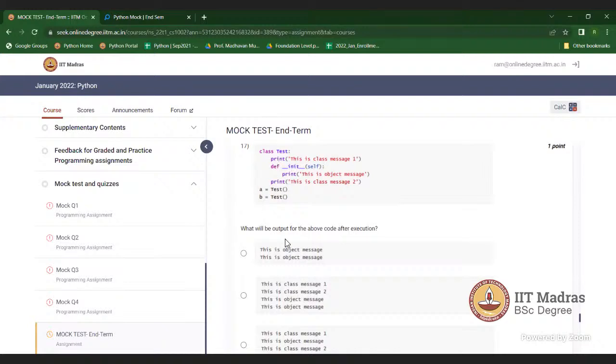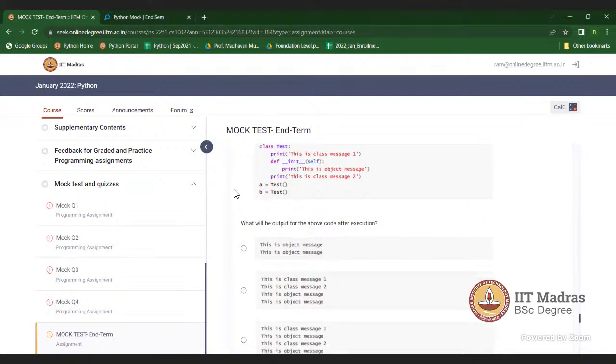You're saying that when I call this object a equals to test, it should print this is class message 1, then the object message, then class message 2. No, I understood that it is first going to the class. That's why it's printing message 1 and message 2 first. Then it is going to the constructor and printing that object message. My query is, why, when we are creating two separate objects, ideally it should go to that class test code twice. Not really. It's going to run only once. This is like a universal one.